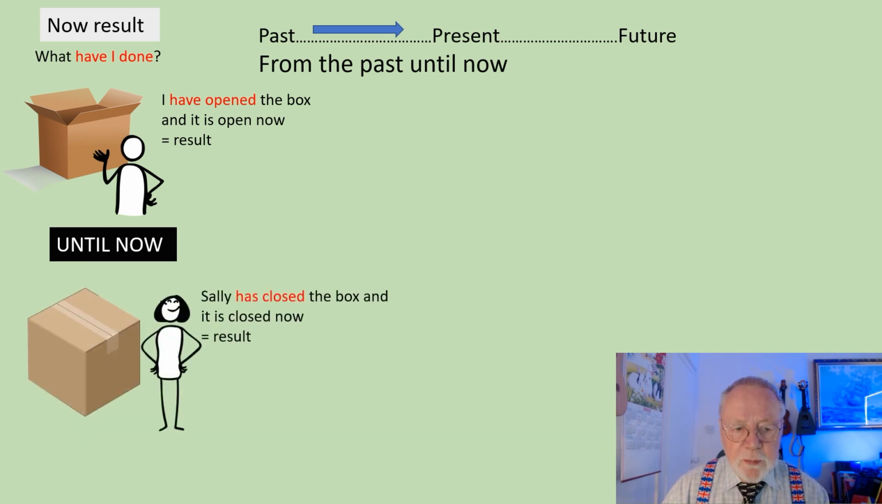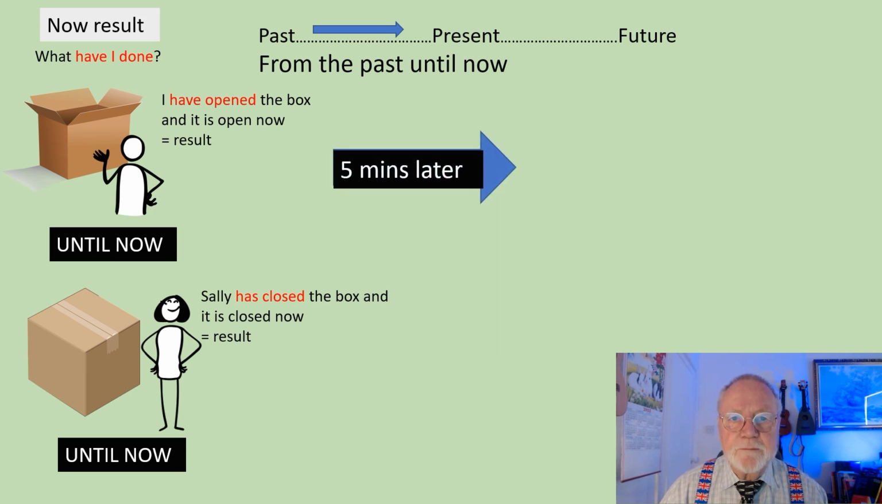Sally has closed the box and it is closed now. We can see the result of her past action from the past until now. Let's now assume it is 5 minutes later. How would we ask the question and which tense would we use?